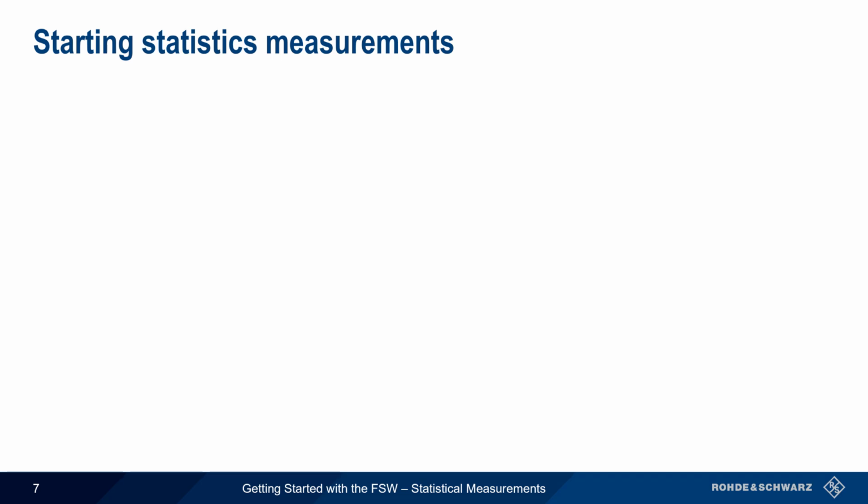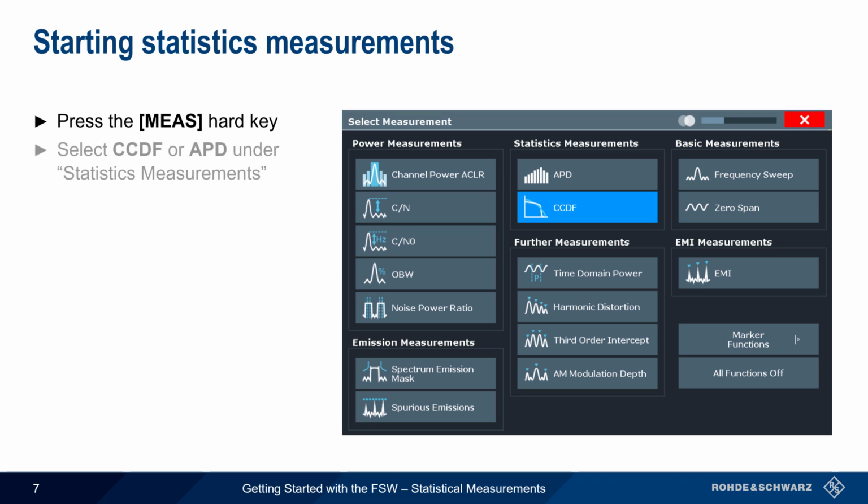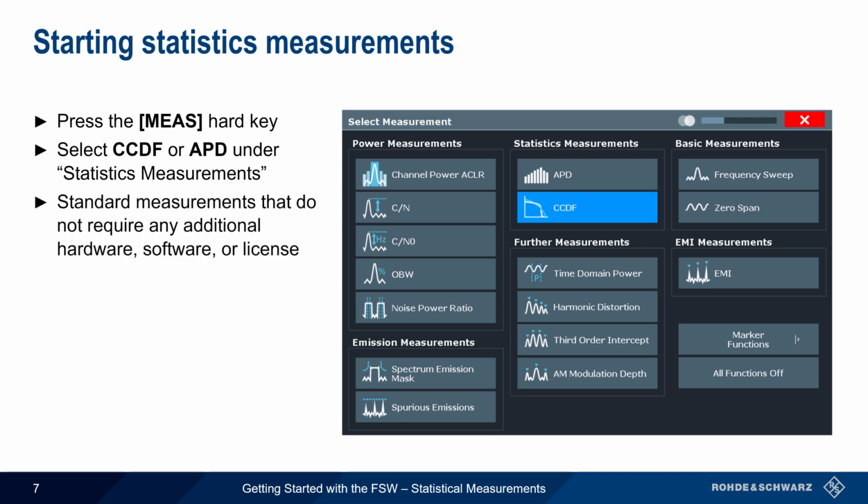To start statistics measurements on the FSW, press the Measure hard key and then select APD or CCDF from the list of statistics measurements. These are standard spectrum measurements and do not require any additional hardware, software, or license code.